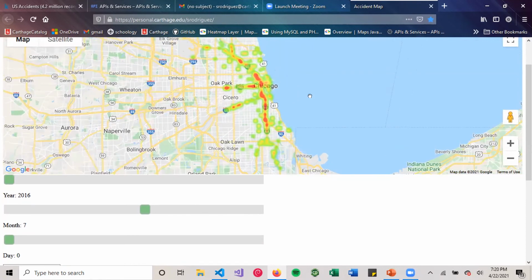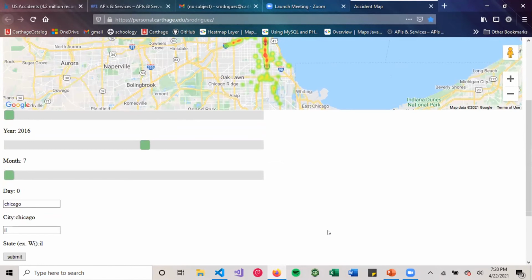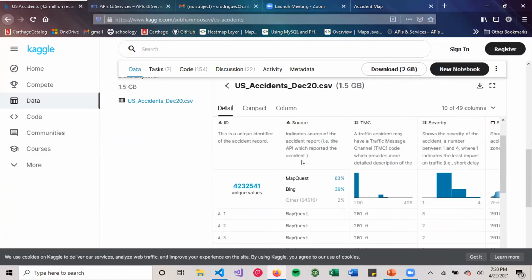So are these reported accidents only on major highways, or are they on the side streets as well? They seem to be on side streets also. Okay. Because I was looking at certain days in Kenosha, and some of them I would know where they were. So it wasn't just like I-94, but it's just whatever Kaggle gave.